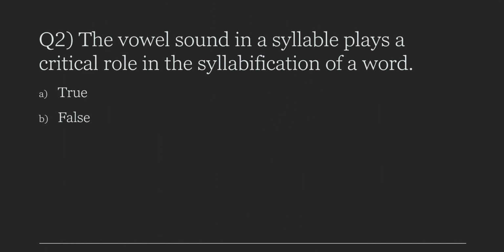In this, the question says that the vowel sound in a syllable plays a critical role in the syllabification of a word. Again, we have to tell whether this is a true statement or a false statement. Since we know vowel sound plays an important role in syllabification of a word, hence this is a true statement.